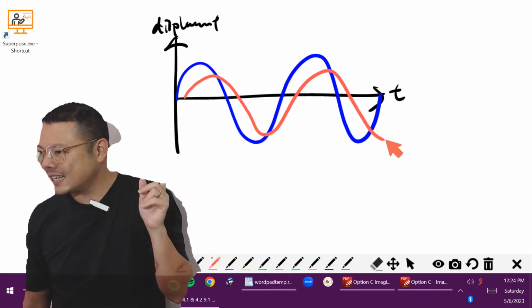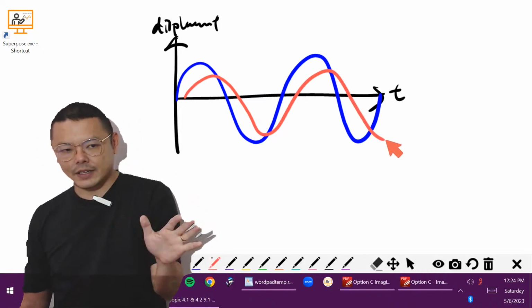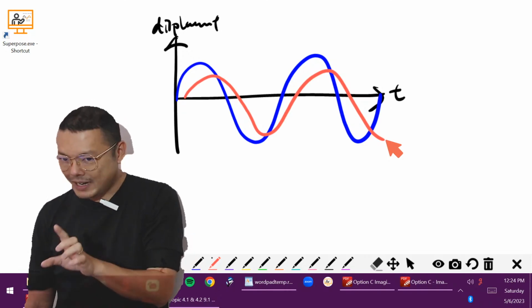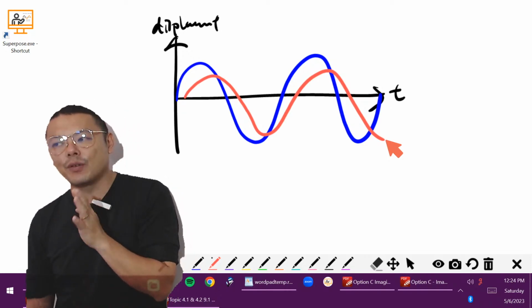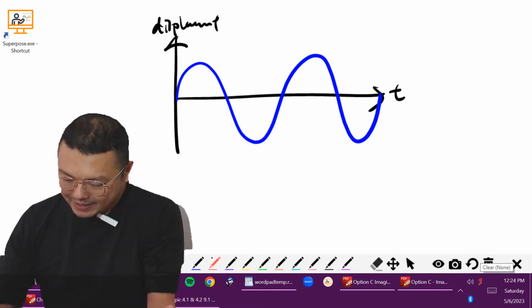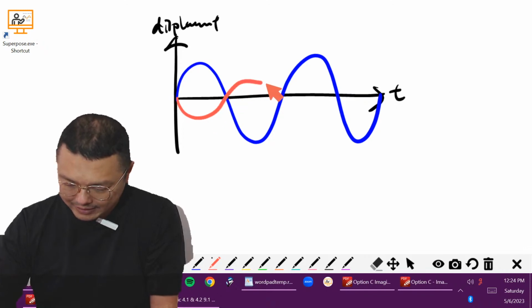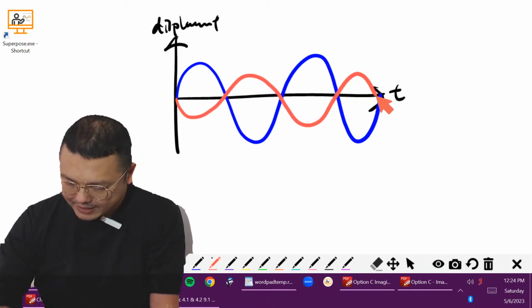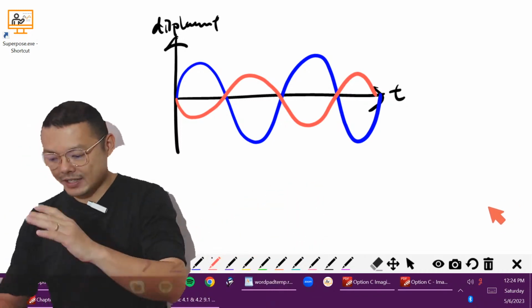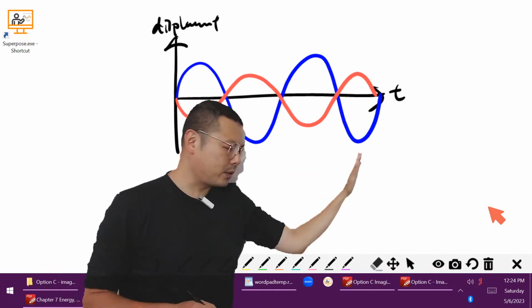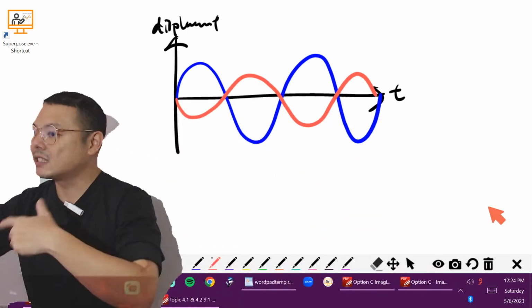Wait, is this in phase? No, this is not in phase. Is this completely out of phase? This is not completely out of phase. This is what we call slightly out of phase. So if you want to be completely out of phase, then you have to do it like that, completely antagonistic. Then this is called out of phase. That means when it's positive, this one is negative. When it's positive, the other one is negative. This is completely out of phase.